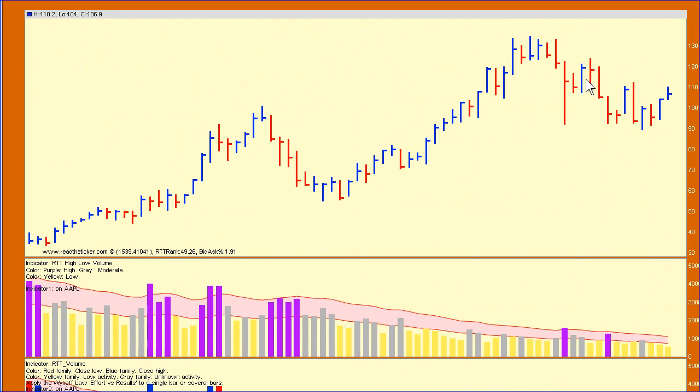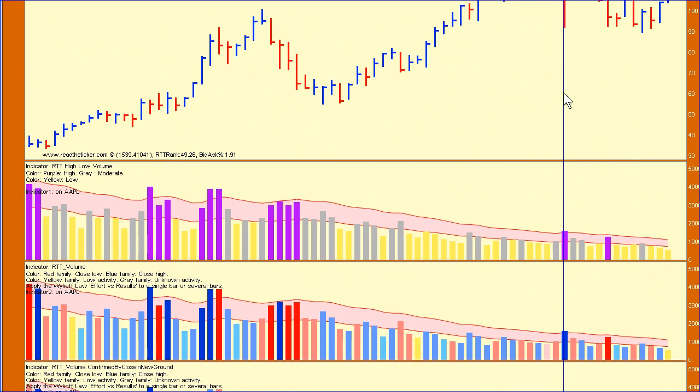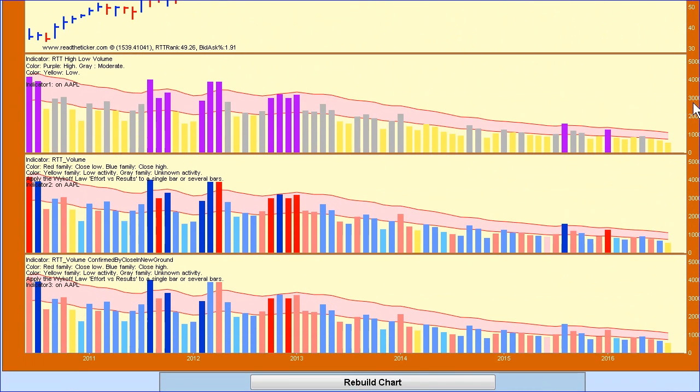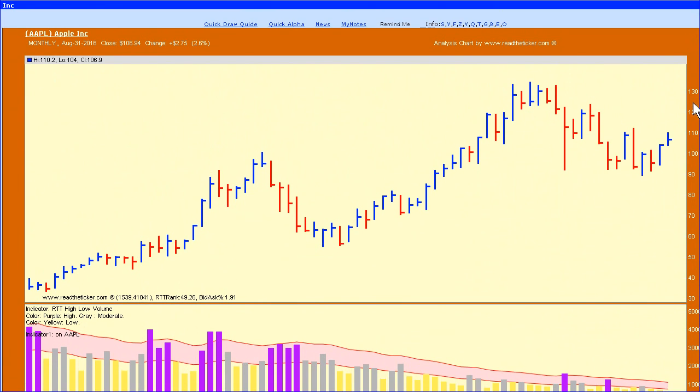And that is why we had another swing down from here, because the supply that came in overcame this demand. So it was a bar to watch out for. So those are some of the volume indicators of readtheticker.com, just to help you out and learn how to understand them.